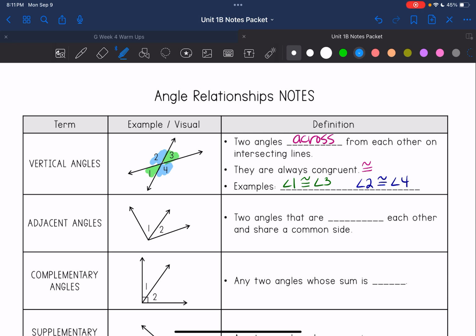Okay, the next word, adjacent angles. So just in real life, if you know what adjacent means, it's just like next to something. Somebody lives adjacent to the school, things like that. So adjacent angles are two angles that are next to each other. And these angles are always going to share a common side. So see how in that picture, angle 1 and angle 2 are next to each other, but also they both have this same side, like they both have that included. So adjacent angles just means next to each other.